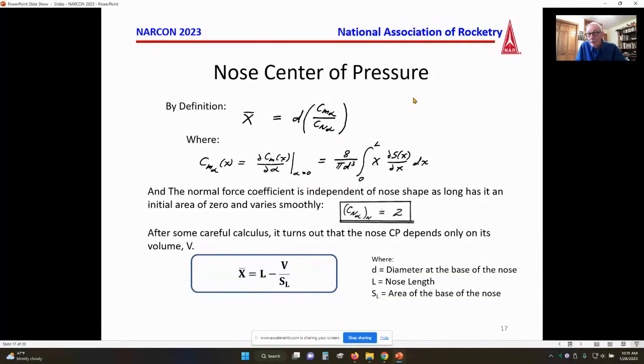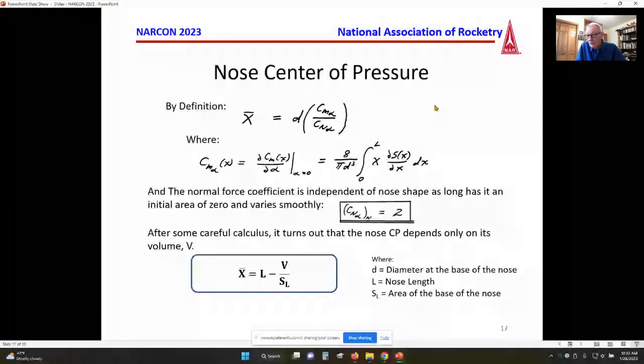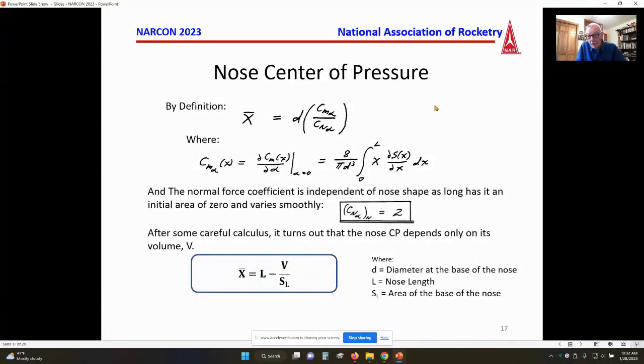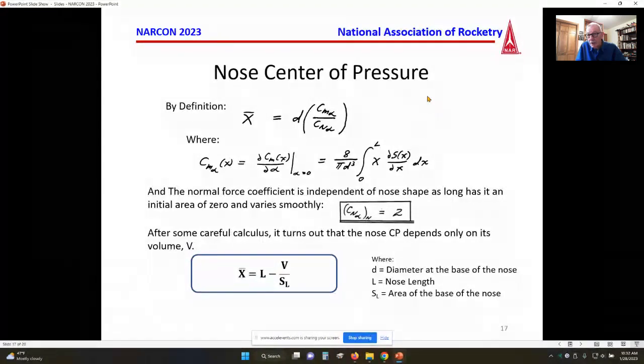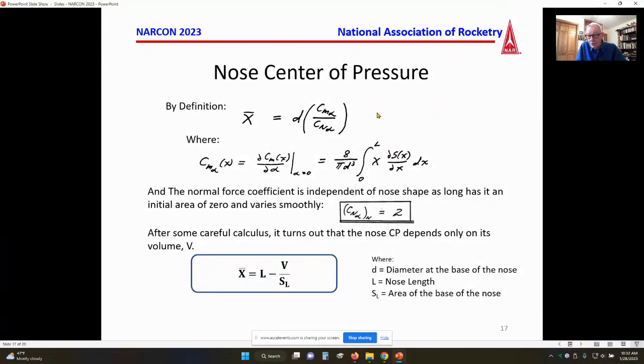Now, I want to talk about the nose center of pressure. First of all, because it's very straightforward. Second of all, because we ran into some luck on that. We, as a discipline in flying model rockets, because while the center of pressure of the nose of a rocket can be described very simply, it then becomes a matter of understanding the shape of the nose of the rocket. So let me go through that, and you'll see what I'm talking about.